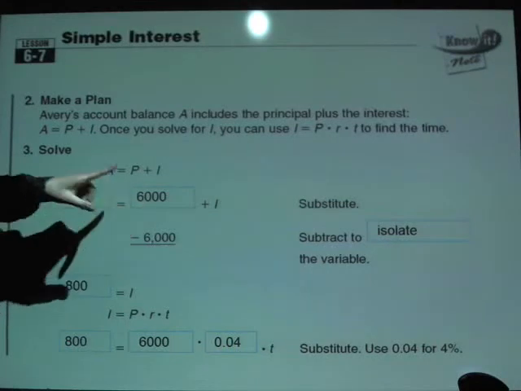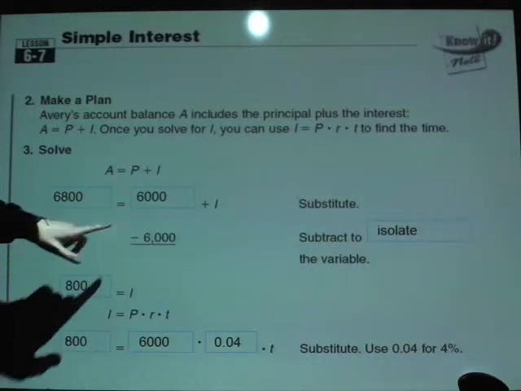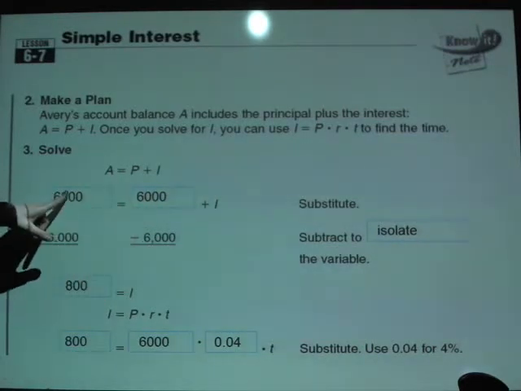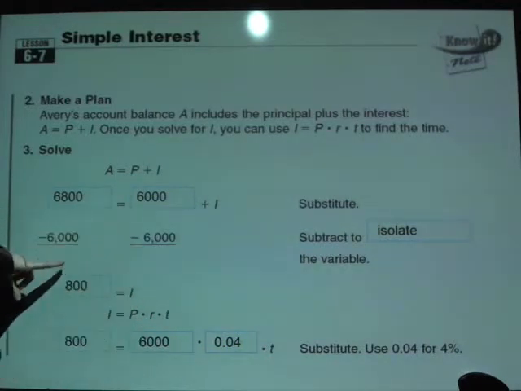Well, if I started with $6,000 and I ended with $6,800, that means I made $800 along the way. That's going to be the figure in interest. Some people want to say it's $6,800 is the amount of interest. No. Remember, you always still have that initial amount in there.